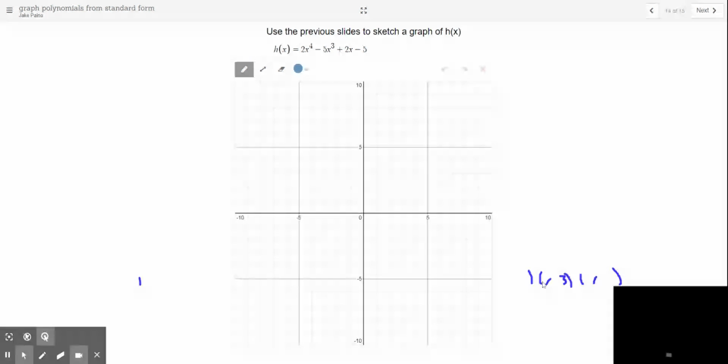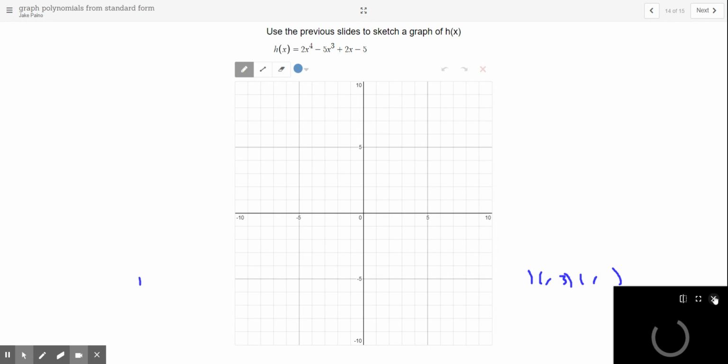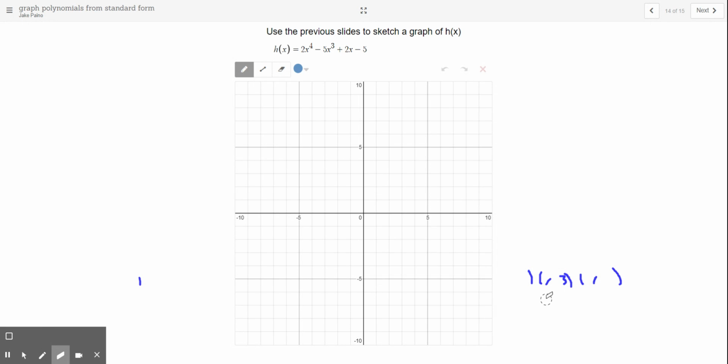Okay, I'm going to plot my 2 zeros. So I got (2.5, 0), I got (-1, 0), and I know (0, -5). I know my end behaviors are both going up.